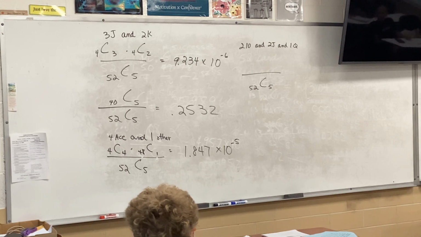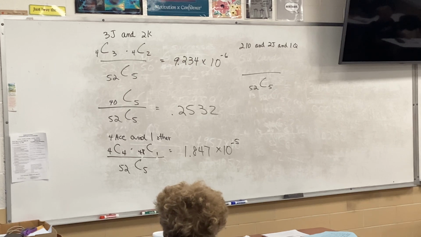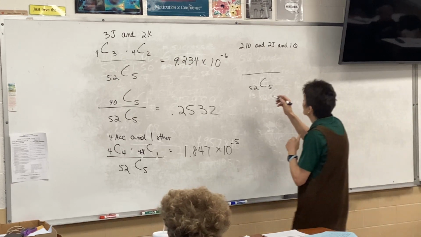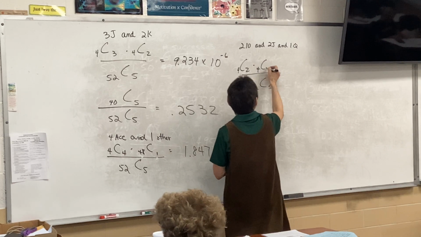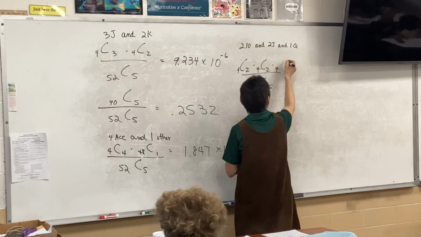How many jacks are there in the deck to pick from? 4. How many am I picking? 2. Another 4C2. Then I want a queen. How many queens are there in the deck? 4. How many am I picking? 1. 4C1. So 4C2 times 4C2 times 4C1.